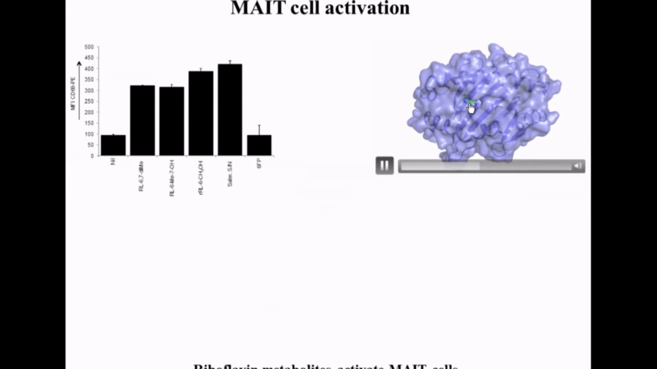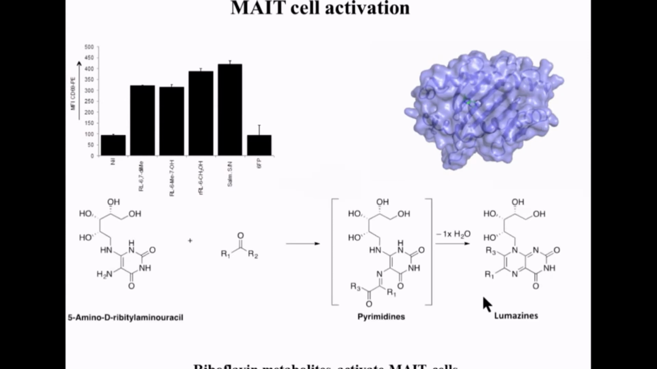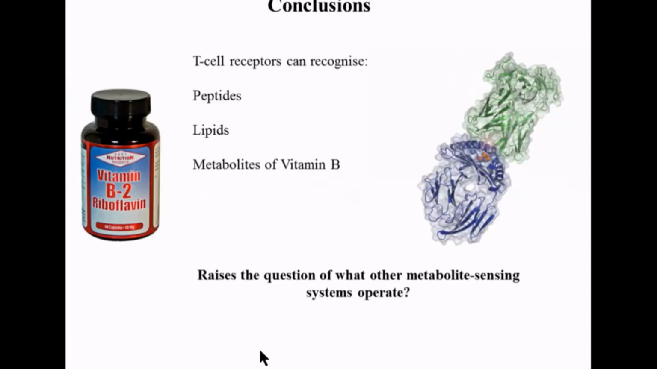It does it by forcing the helical jaws open, a bit like an oyster revealing a pearl. What's happening is that in the recognition of microbial metabolites, such as riboflavin precursors, a key component of the riboflavin pathway combines non-enzymatically with another component, such as that of the glycolysis pathway, which produces unstable pyrimidines that are trapped by MR1, which can then convert to lumazines, providing evidence that riboflavin metabolites activate MAIT cells.